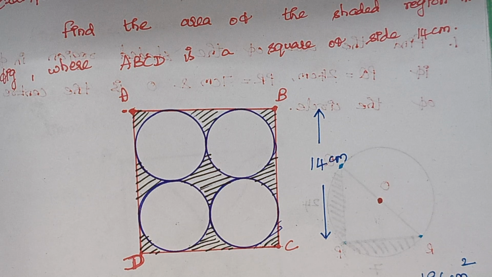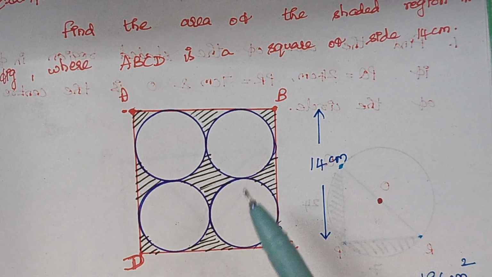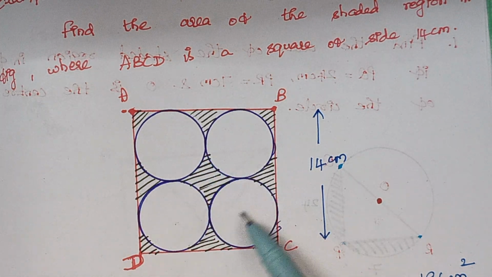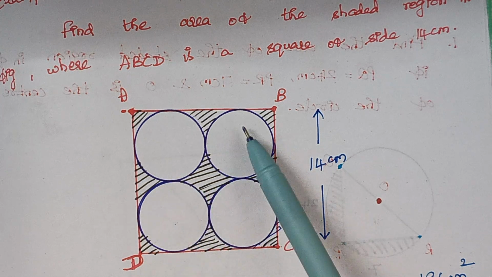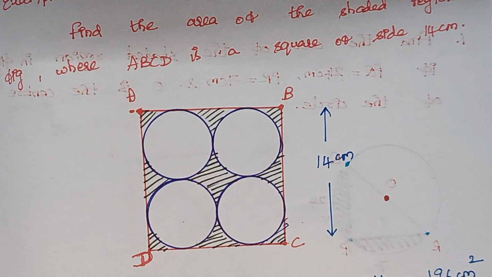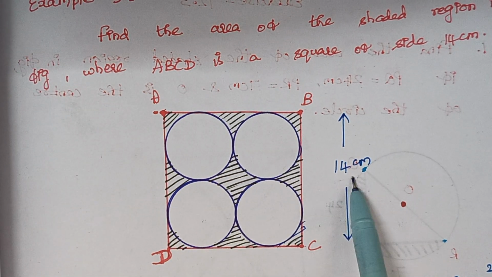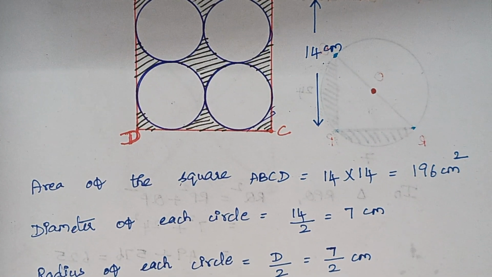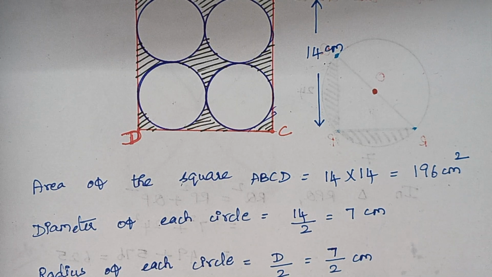So the basic thing is you have to find the area of the square, and you have to find the area of the circles. When you subtract the area of the four circles from the area of the square, then we can find the area of the shaded region. So first we start with finding the area of the square. It is 14 centimeter, so area is given by the formula a square. So 14 into 14 gives 196 centimeter square.